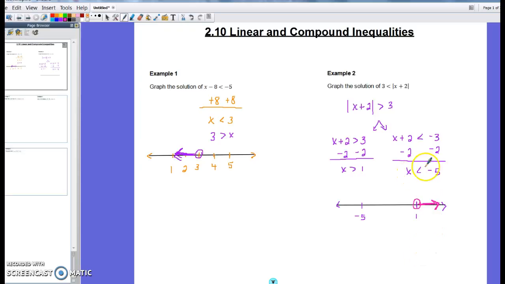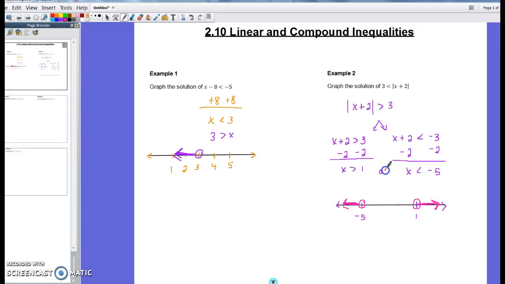For the second one, x is less than negative 5, so I have an open circle at negative 5. Less than means go to the left, less than left. And there is the solution to that part of it. So I have my solutions going away from each other.